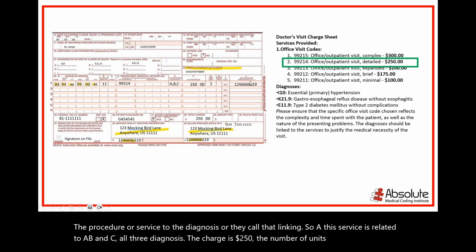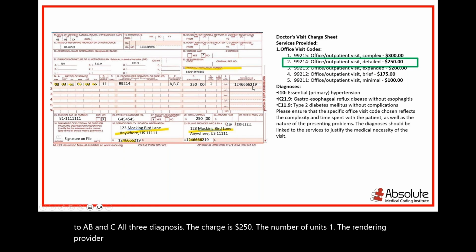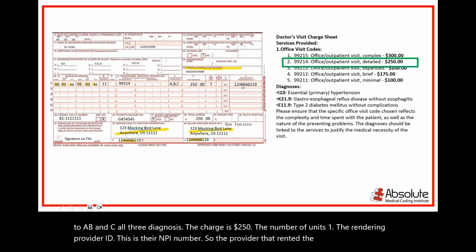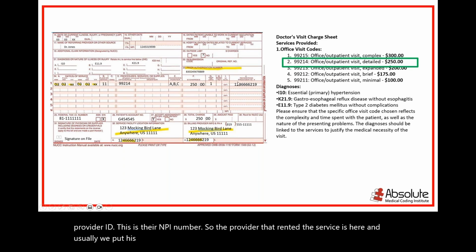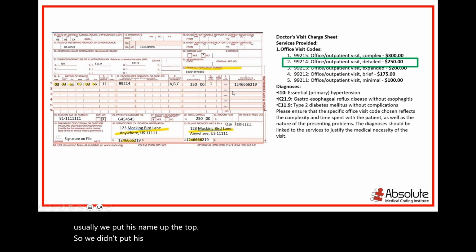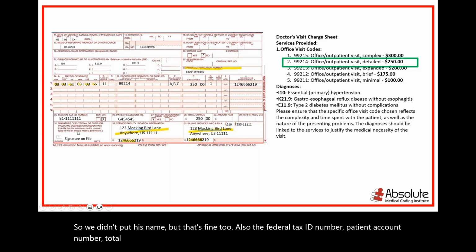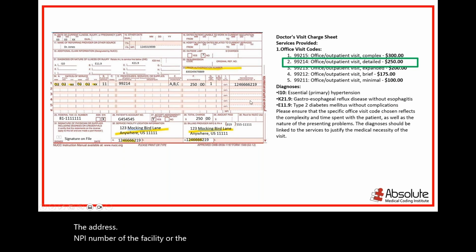The rendering provider ID, this is their NPI number. So the provider that rendered the service is here. And usually we put his name up the top. So we didn't put his name, but that's fine too. Also, the federal tax ID number, patient account number, total charges, signature on file that says, hey, assignment has been accepted, the address, NPI number of the facility or the provider. It's the same as the rendering. And there you go.